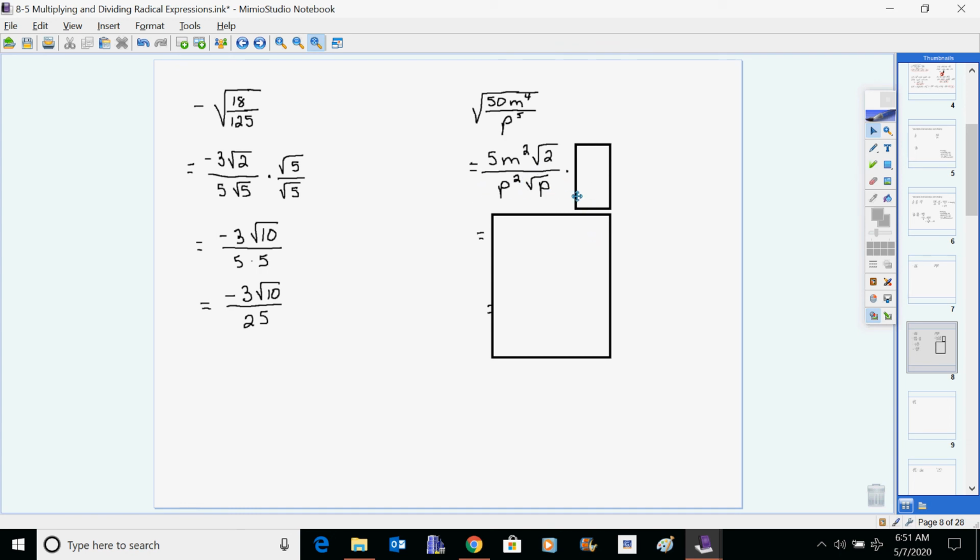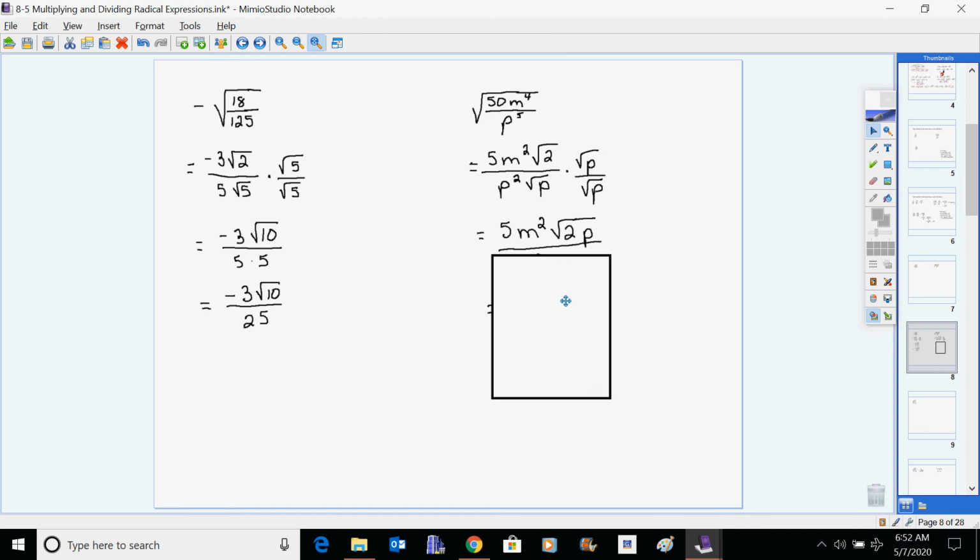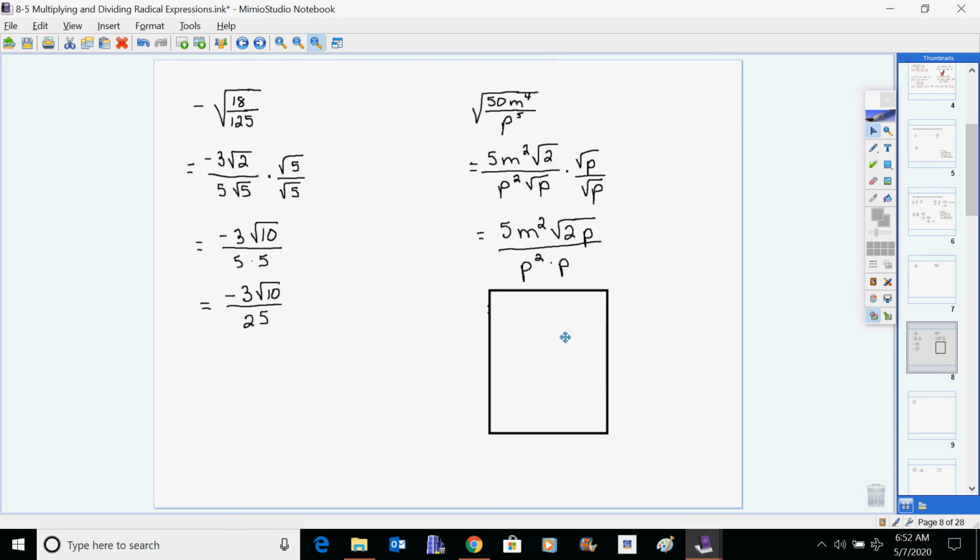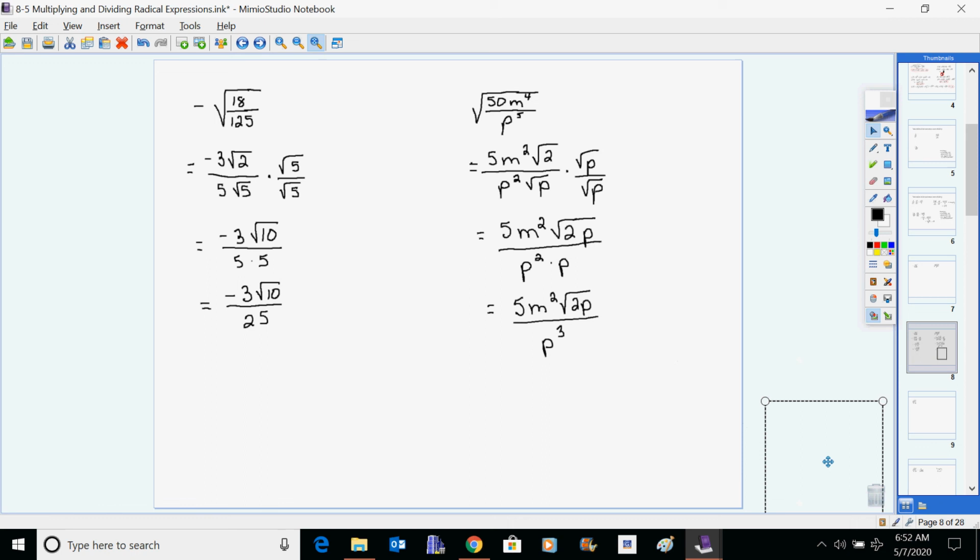And because we have all products, this is why we can do this so easily. You need another p here to make p squared, so we need to do square root p over square root p. This turns into a p. This just comes together. And then with the p cubed in the denominator, just to simplify it down just a little bit more.